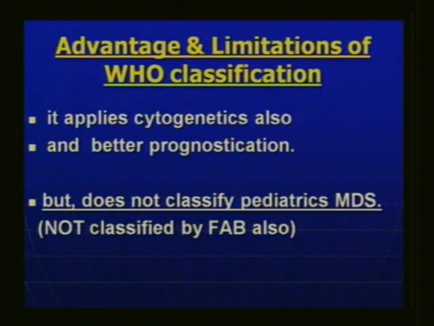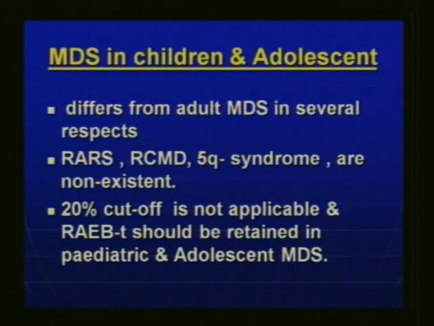What we are talking of, the FAB classification or the WHO classification, both of them really talk about the MDS in adults. But we are also concerned about the pediatric MDS. MDS does occur, though of course rare, in the pediatric group as well. So this MDS in children and adolescents is not similar to what you see in adults, because presumably the age is so different, so the categories occurring there are also different. The categories in the WHO classification, what you call the RARS, the RCMD, the 5q minus syndrome, are just rare or non-existent.